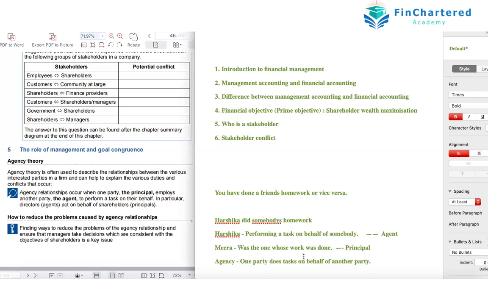This relationship is agency. So, Harshika, you are in an agency relationship with Meera. You have to tell her this. No, you told her. You will tell her.